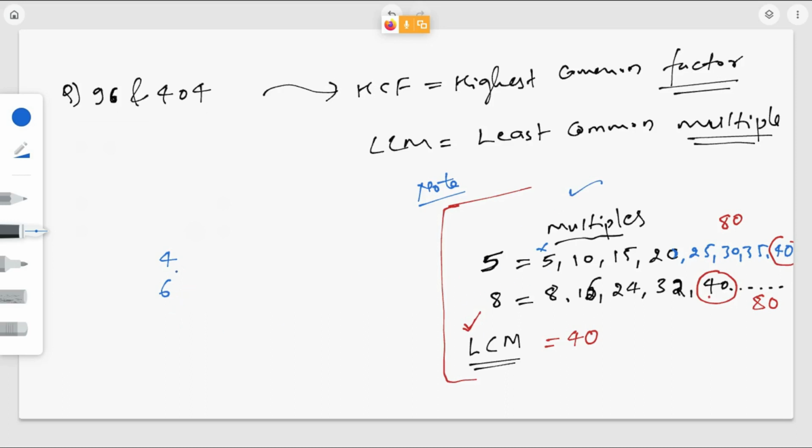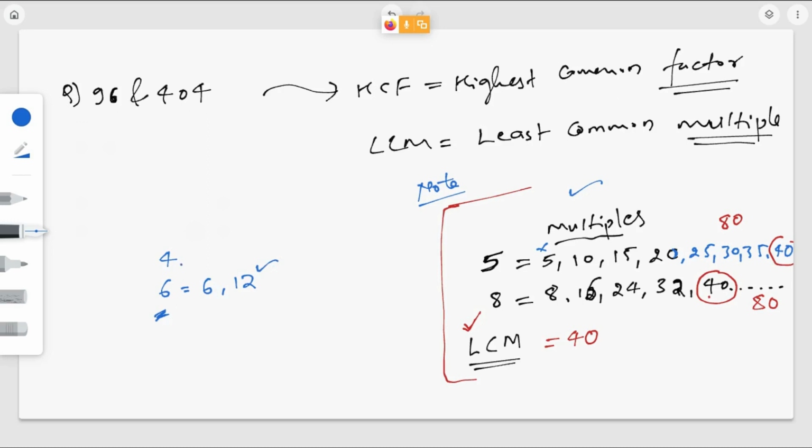For example, first take the greater number. Just remember the steps. Whenever you find the LCM of any two numbers, first take the greater number and write the multiples of this greater number. So 6, 12. You should find a number out of the multiples of 6 which is divisible by 4. Is 6 divisible by 4? No, so 6 is not the LCM. Is 12 divisible by 4? Yes. So 12 is our LCM.